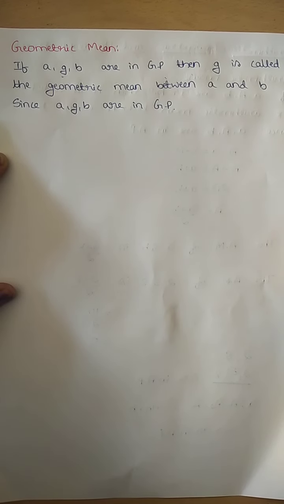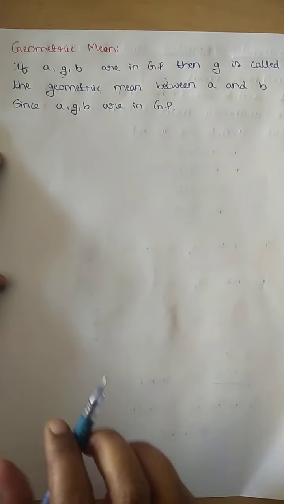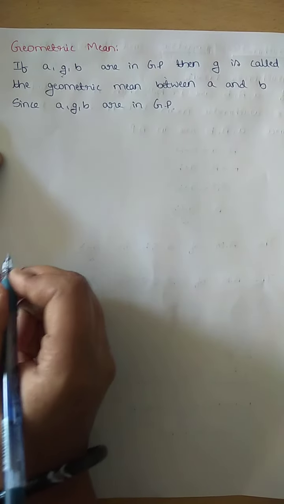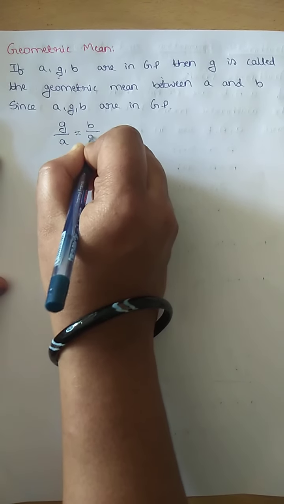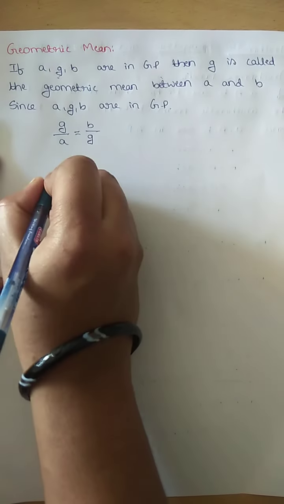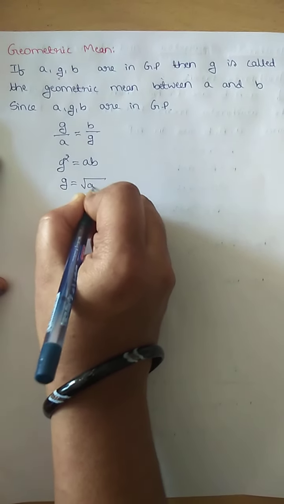Geometric progression means what? The ratio of the term and its preceding term is constant. In case of arithmetic progression, the difference between a term and its preceding term is constant. But in case of geometric progression, the ratio of the term and its preceding term is constant. Now see here, A, G, B are in GP. Therefore, the ratio of the term and its preceding term is constant. Means second term by first term equals third term by second term. Cross multiplication, G into G, G square equals AB. Therefore, G equals root AB.